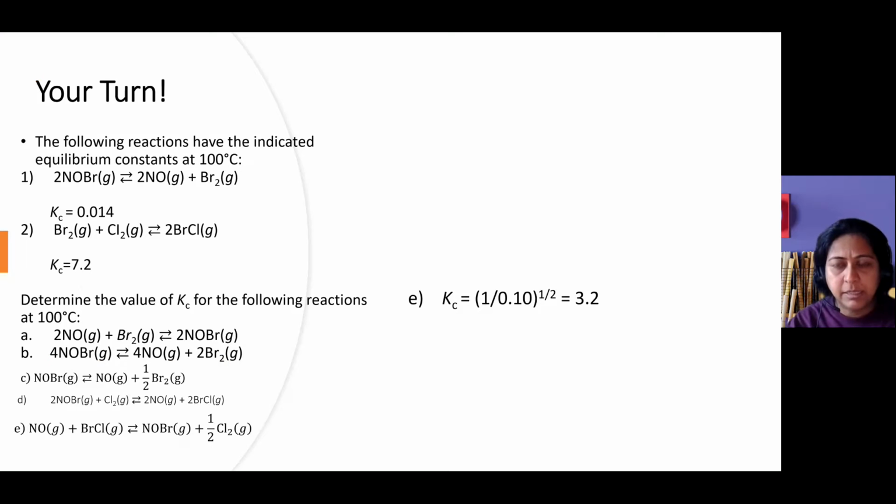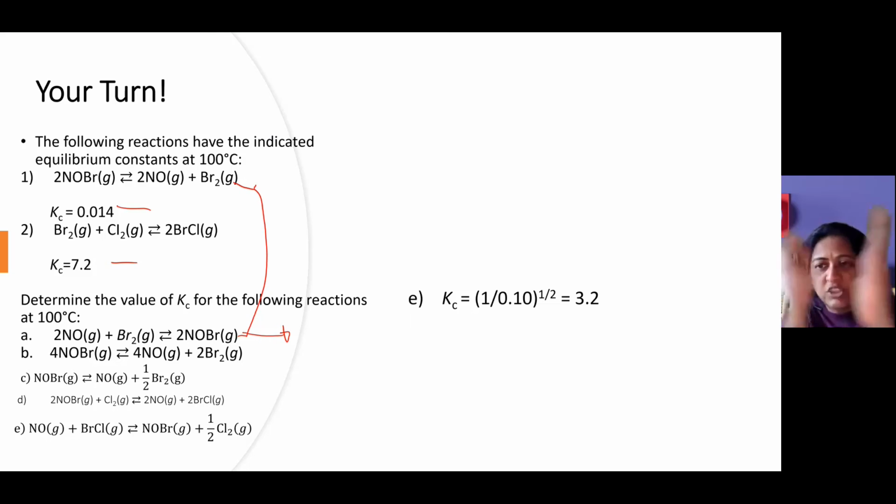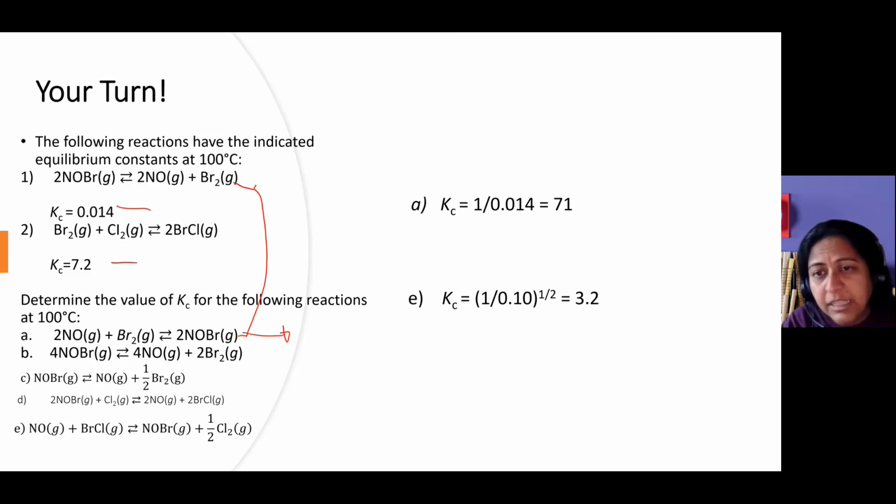Here is a problem: the following reactions have indicated equilibrium constants, and calculate the equilibrium constants for the given expressions for the following reactions. What is the relationship between this and this? Yes, that is actually the change of the sides. So what would happen? Yes, you will take 1 over the equilibrium constant of the reaction.